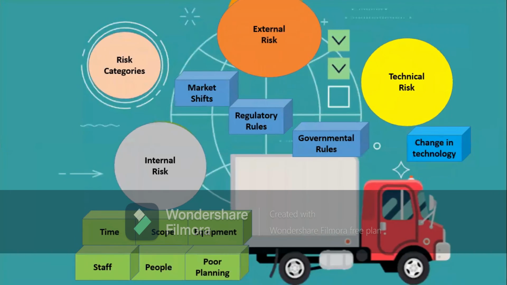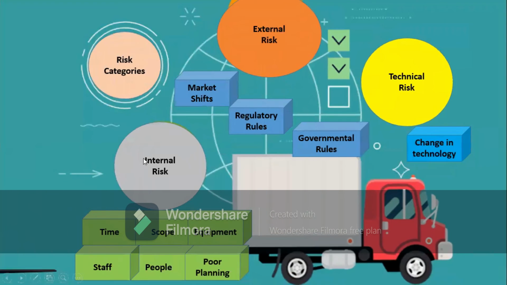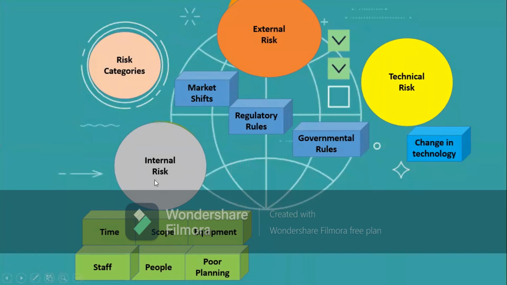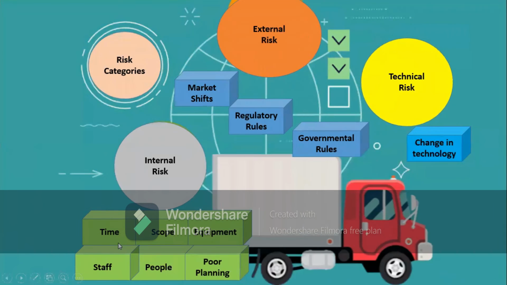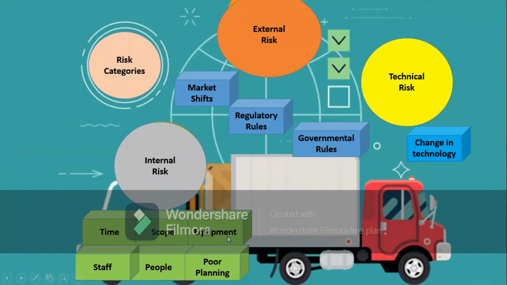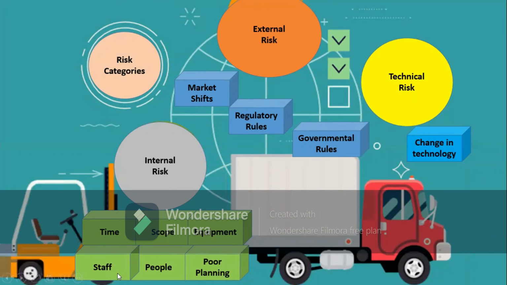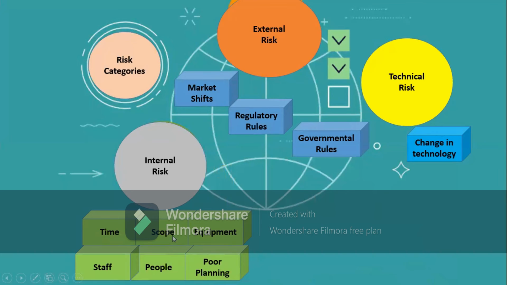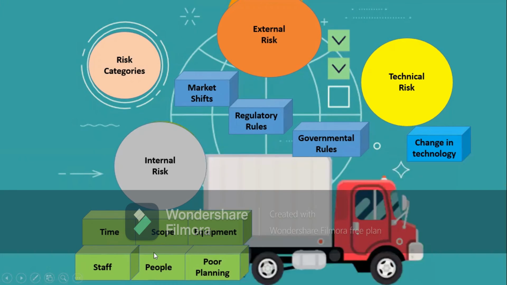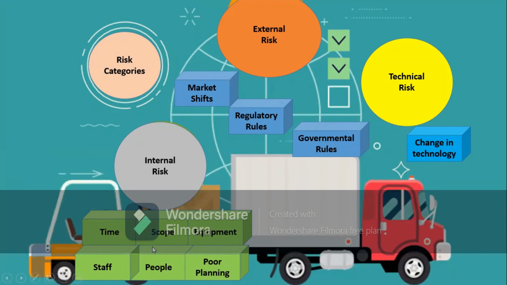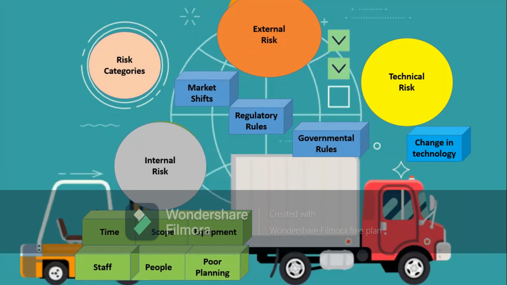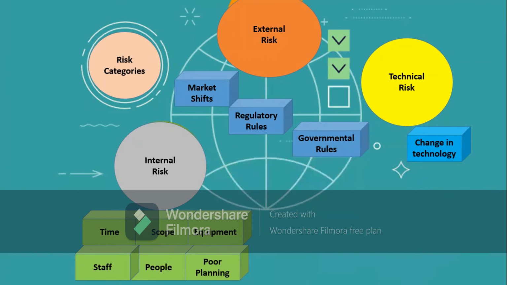Now, when we look at the risk categories, as we have explained at the beginning, we do have risks that could be internal. So those are the ones that are affecting the organization internally, such as the time, the scope, and the equipment, right? The staff and the people and the poor planning, right? Those are all the internal factors that affect the organization.